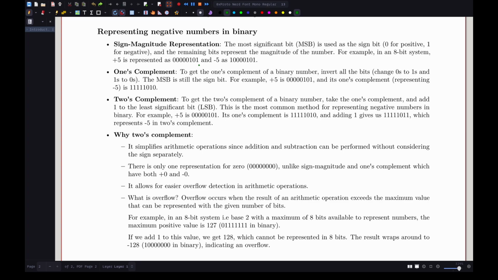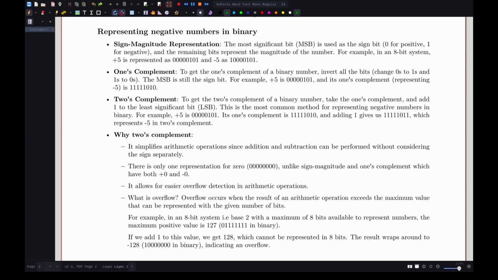So 5 would be this thing, right? And then minus 5 would be the same thing, but the leftmost bit is 1. The leftmost bit is called the most significant bit because it has the most value in terms of place value. So in decimal, you could say the leftmost digit is the most significant digit, right?